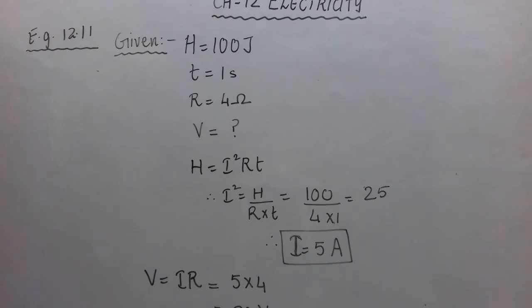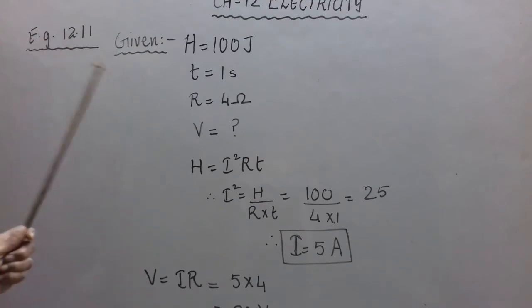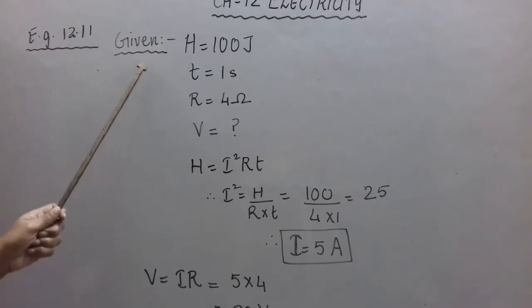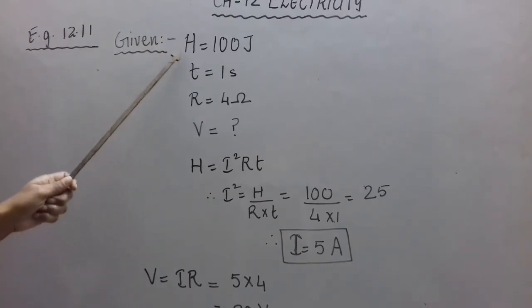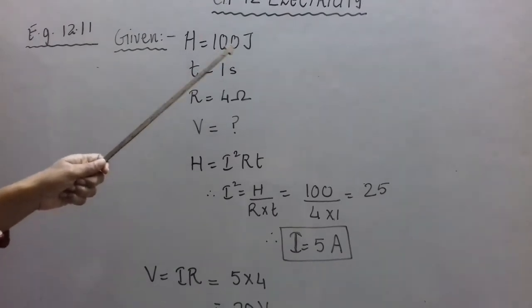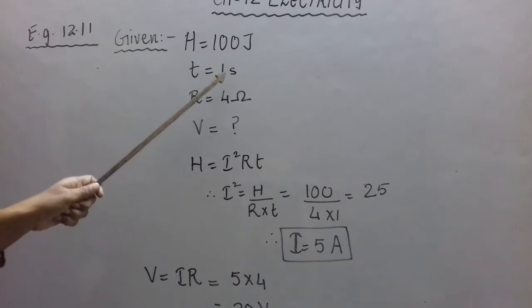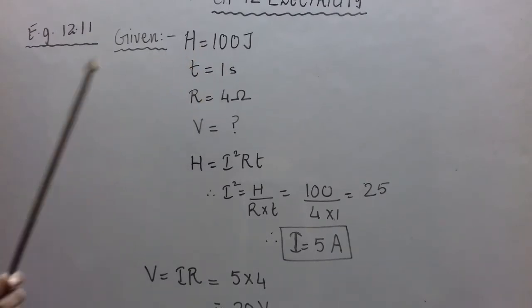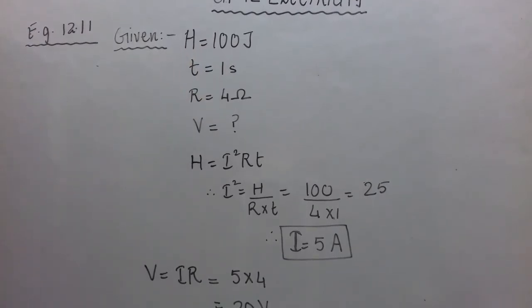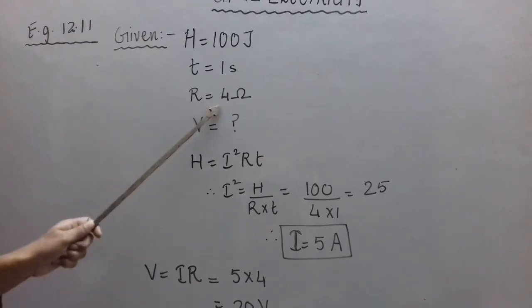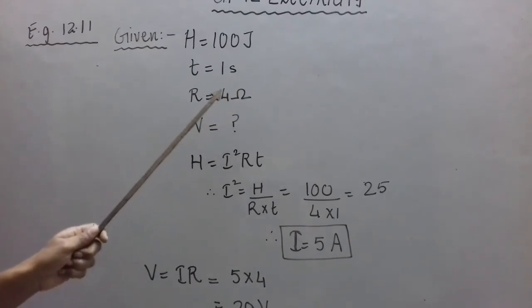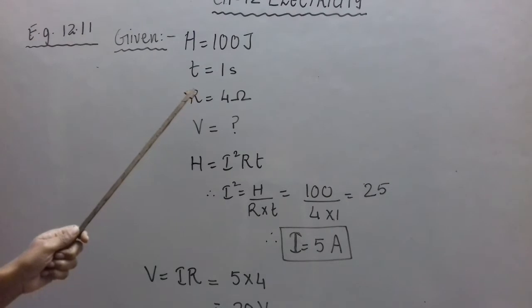So let us have the reading once again. 100 joules of heat are produced each second. So given 100 joules of heat. So heat energy capital H is 100 joules. They are produced each second. It means time T is 1 second. In a 4 ohm resistance, so capital R is 4 ohms. Find the potential difference across the resistor.